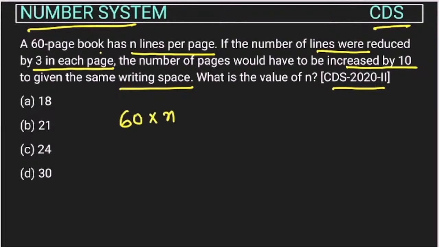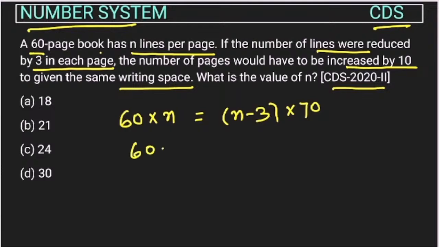N lines. So this will be the total number of lines. So this is equal to how much? Now we are writing only n minus 3 lines in each page. And now we need 10 more pages, right? To write the same material. So how many pages are we using? 60 pages was the old one, 10 more we need. The total is 70. So this will be equal. These are the total number of lines.